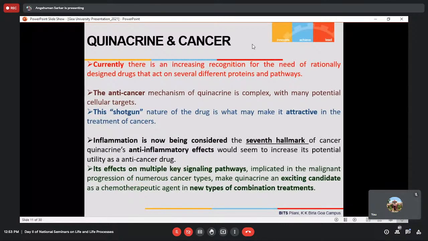So in a nutshell, there is currently increasing recognition that we need rationally designed drugs that act on several different proteins and pathways altogether. The anti-cancer mechanism of quinacrine is very complex with many potential cellular targets, and it works through the signaling cascade, so signal transduction. And you know, signal transduction is so complicated. If you pull one string from one corner, another string might be pulled from another corner. We never know.